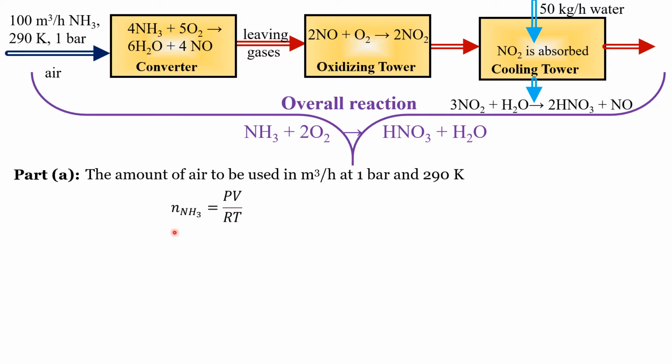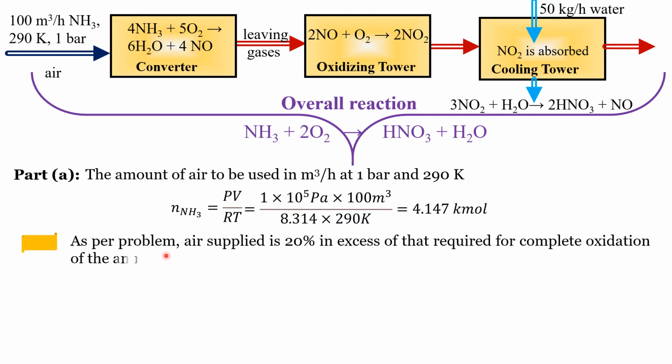So the number of moles of ammonia is equal to PV by RT. The pressure is 1 bar, the volume is 100 meter cube, and the temperature is 290 Kelvin. First, convert the bar to the SI unit, that is Pascal. After putting in all the values, we will get the number of moles of ammonia as 4.147 kilomole.